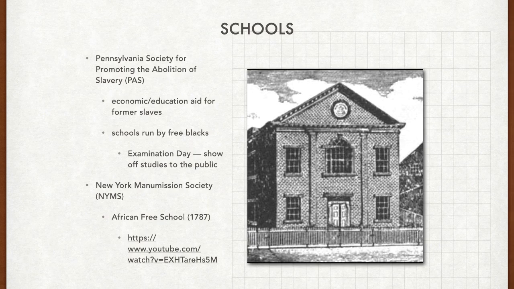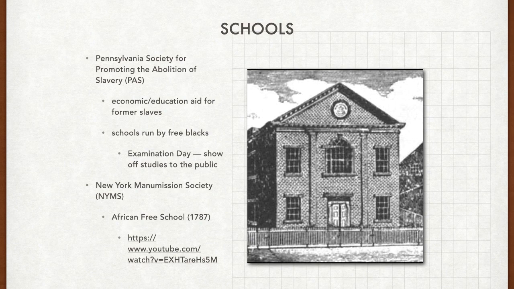But there really weren't a lot of established high schools and things like that, just because a lot of free black people did not have a lot of access to higher education for a long time. So they basically would just go to these schools to learn a trade or learn to read and write and then go out and get a job, right?